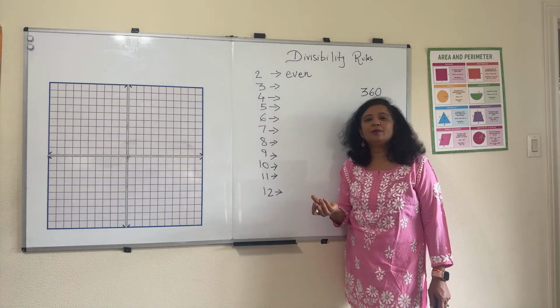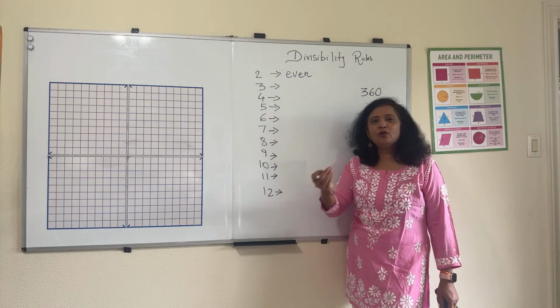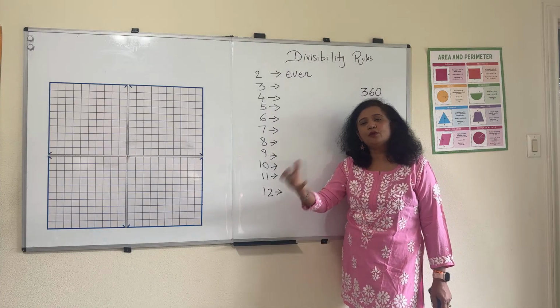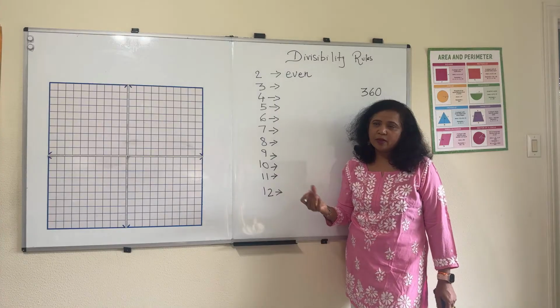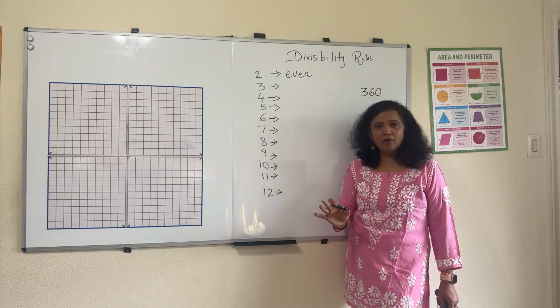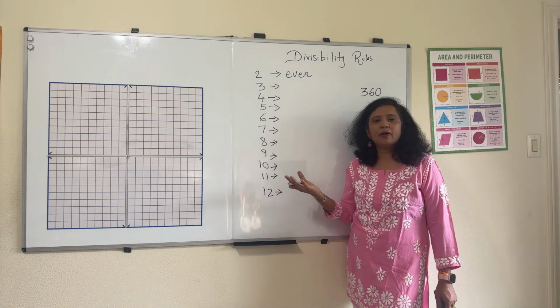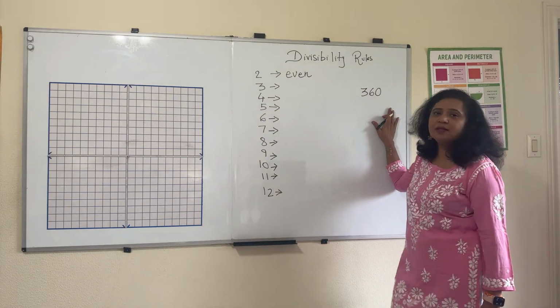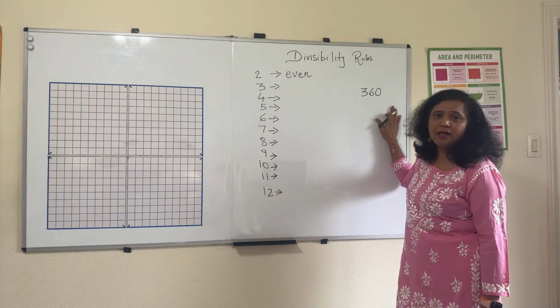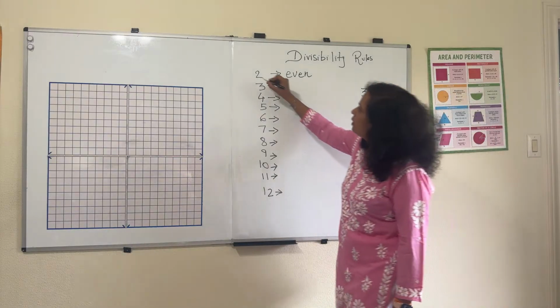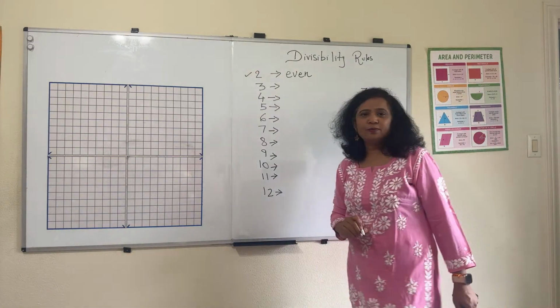What are even numbers? 2, 4, 6, 8. The multiples of 2 are called even numbers. So if any number is even, it is divisible by 2. So if you see 360, is 360 an even number? Yes. So it is divisible by 2.